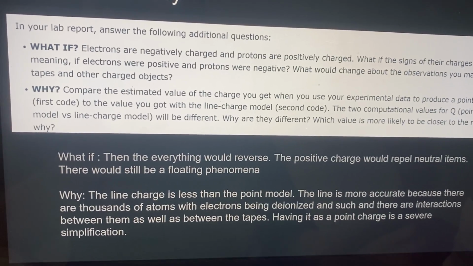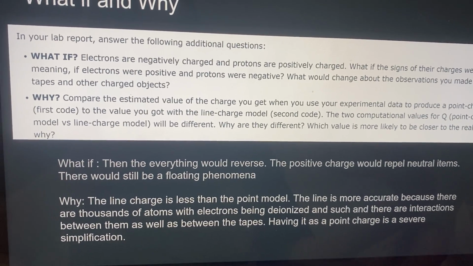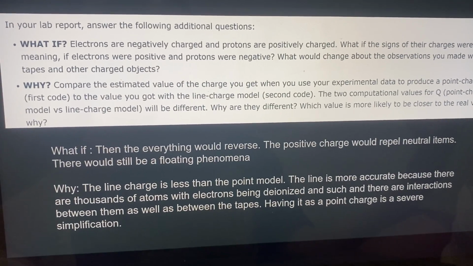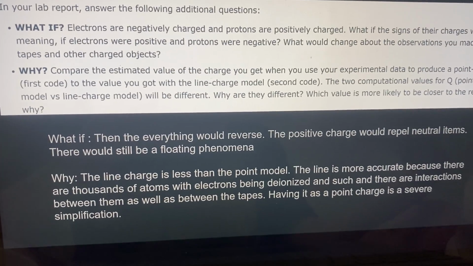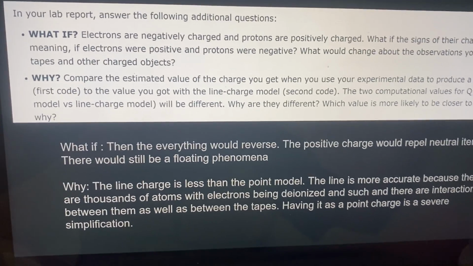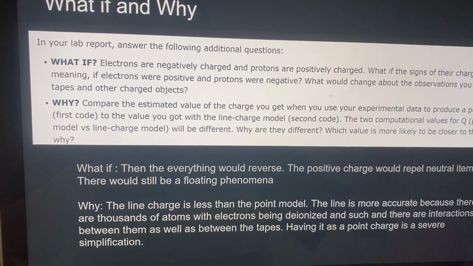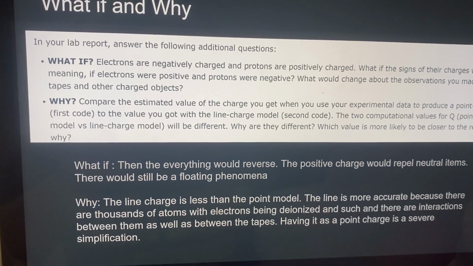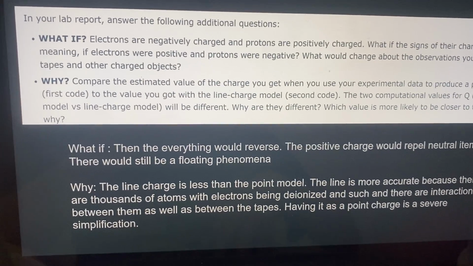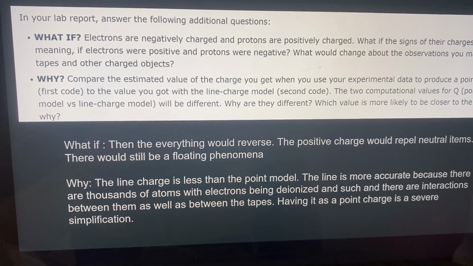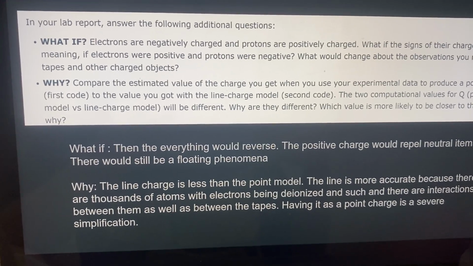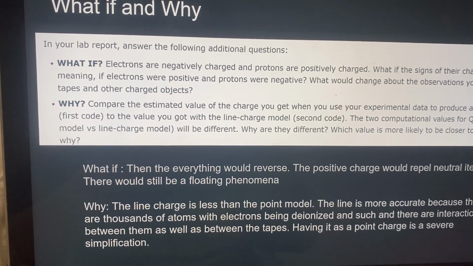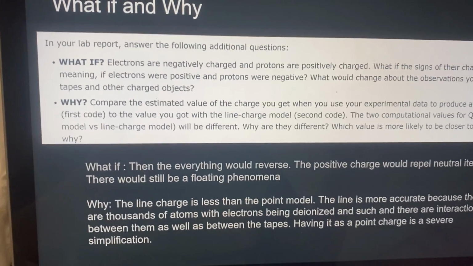And then, why are we getting two different answers? It's because the line model and the point model are obviously different. Think about a ton of point charges consecutively together that would all have smaller charges, as opposed to one big charge that's repelling each other. They're going to have different outcomes. I think the line charge is more accurate because it more resembles what happens in nature, because it's a bunch of charges right next to each other instead of just one.